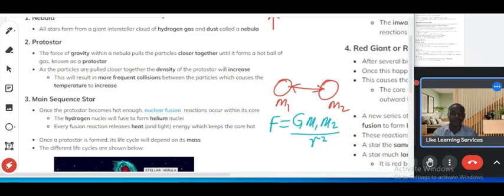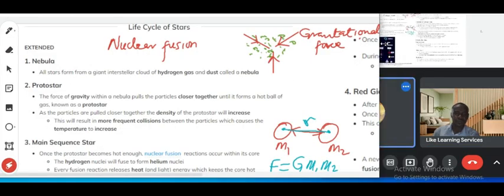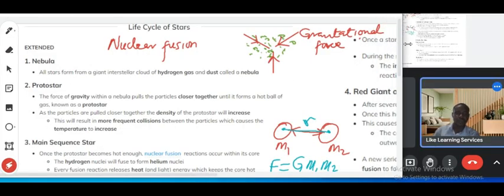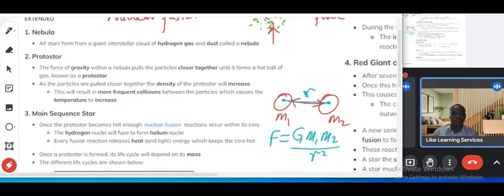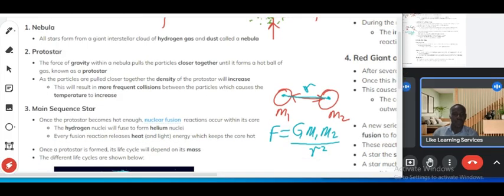Gm1m2 over r squared, where r is their distance apart. So you can see what I was talking about. Gm1m2 over r squared. Okay. Well, this is not something that should concern you now. You do it at A levels.